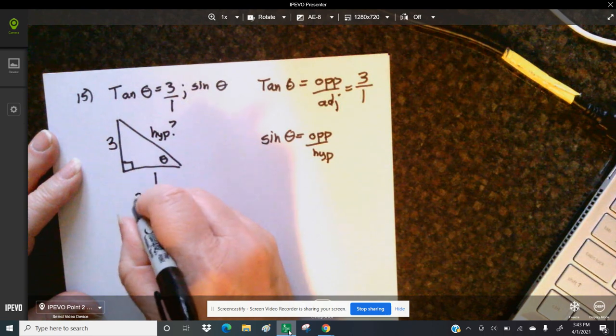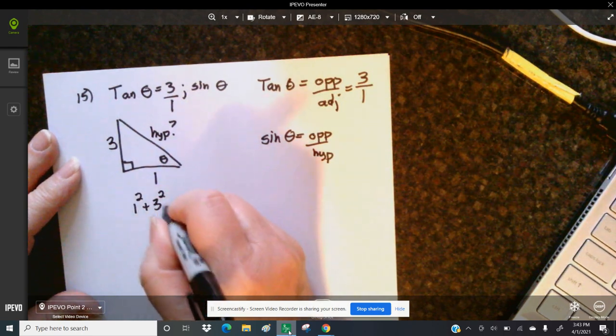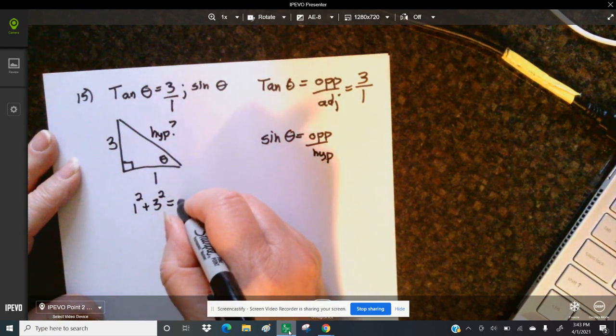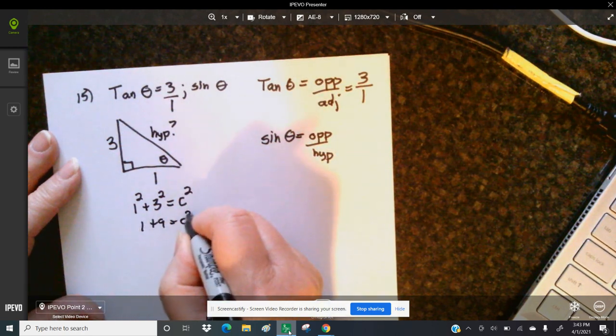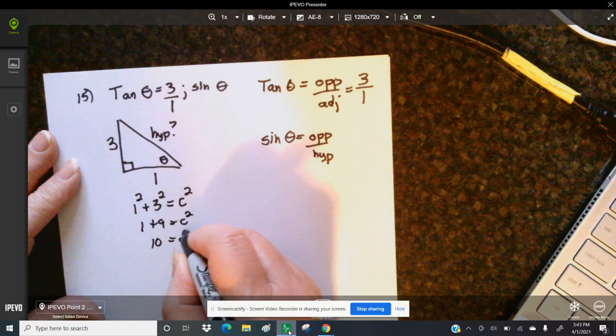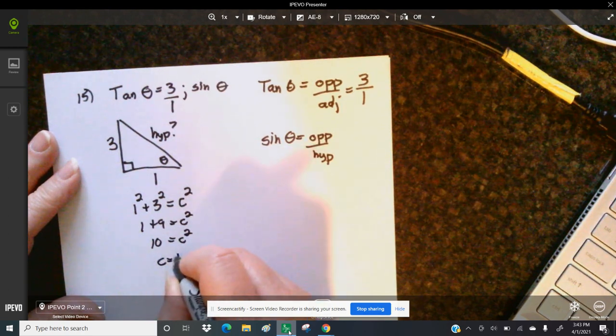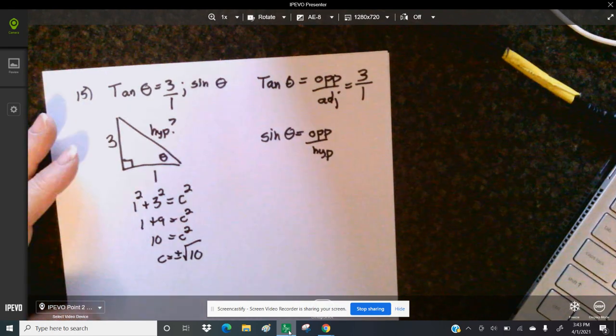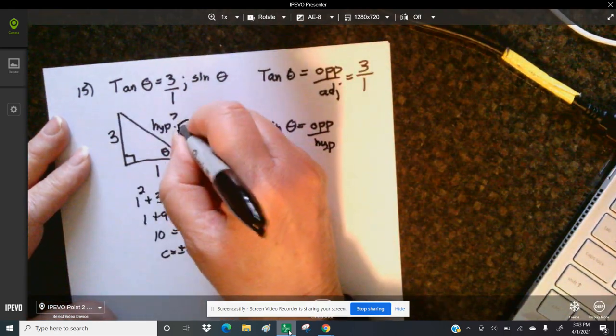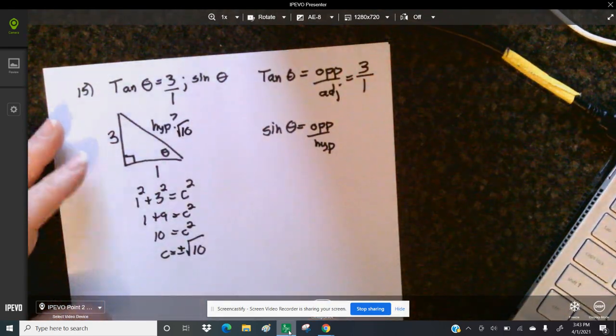So I can always use the Pythagorean theorem. 1 squared plus 3 squared equals c squared. 1 plus 9 equals c squared. 10 equals c squared. C will equal plus or minus the square root of 10. But of course, the length of something cannot be negative. So I know that this is the square root of 10.